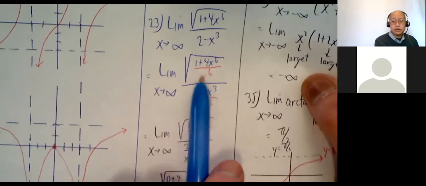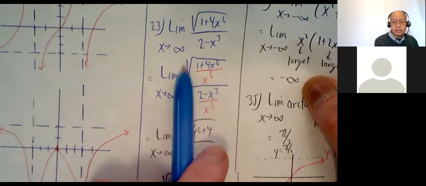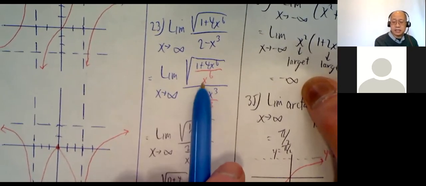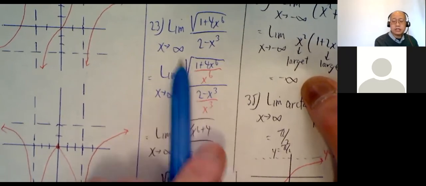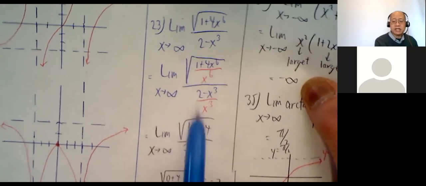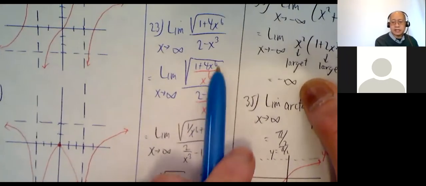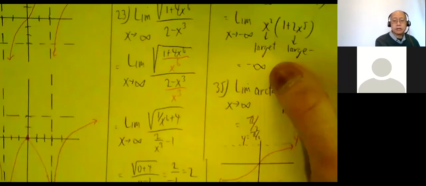Do you agree that this is still x cubed? The square root of x to the 6th underneath the radical. The square root of x to the 6th is x cubed. So this is a legitimate step. I did divide top and bottom by x cubed. The reason why you want to do that is now you can play the same game as over here and do the divisions.